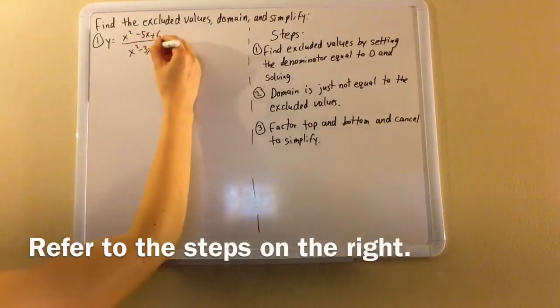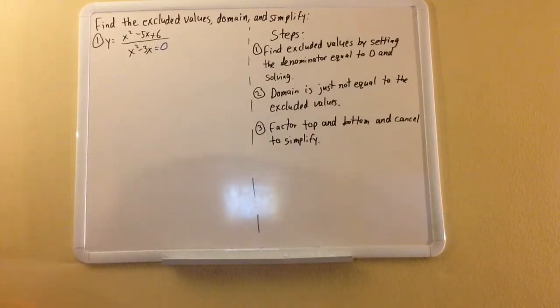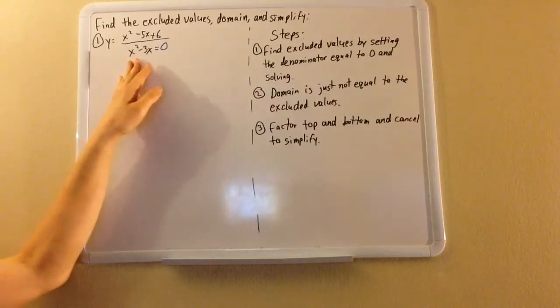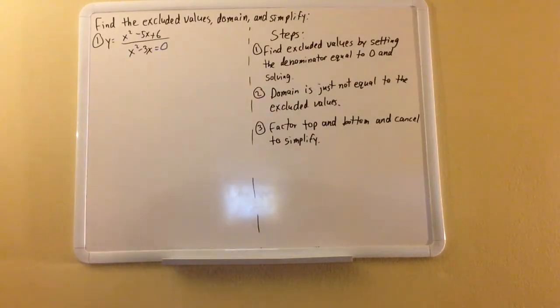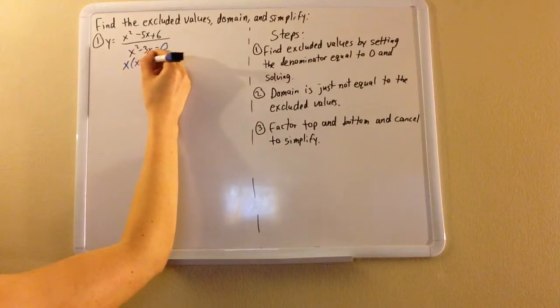So we do that right here. We set the denominator equal to 0. From here, we just need to start trying to solve this. We're going to end up solving this by factoring. So if you look here, we have x squared minus 3x. To factor this, I'm going to take out an x. So I'm factoring out an x. I have x minus 3 left.